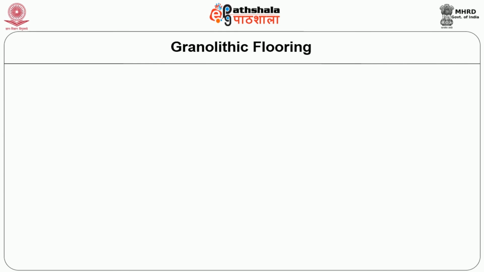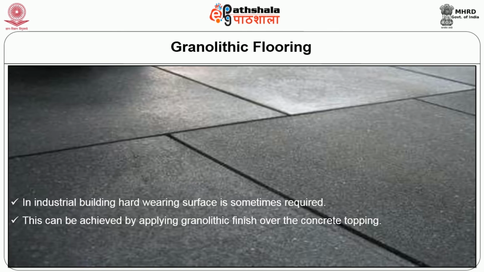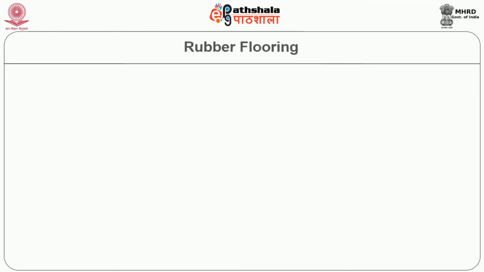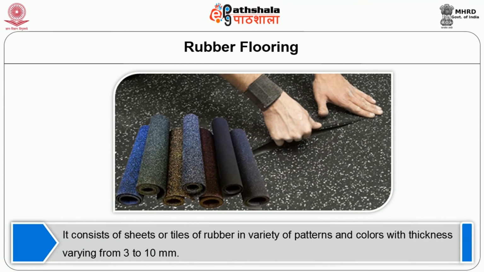The next is granulithic flooring. In industrial buildings, a hard wearing surface is sometimes required. This can be achieved by applying granulithic finish over the concrete topping. Granulithic finish consists of brick concrete material with very hard and tough quality coarse aggregate. The next flooring material would be rubber, and it consists of sheets or tiles of rubber in a variety of patterns and color with a thickness varying from 3 to 10 mm.